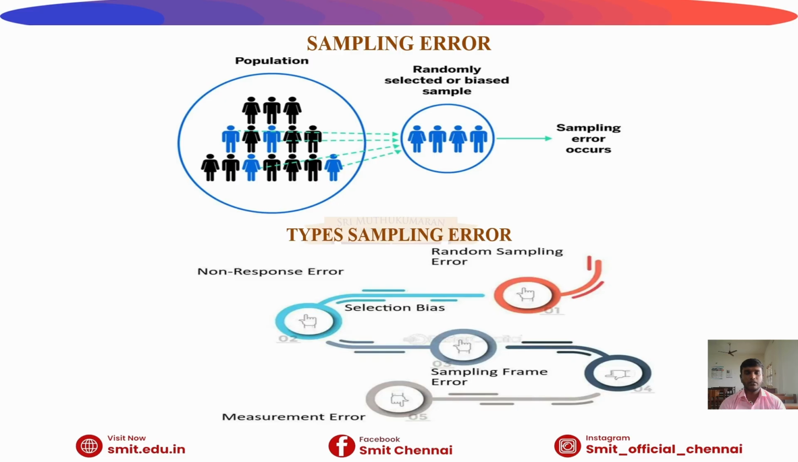Sampling error occurs because the sample is only a part of the population. It's not a complete census. It's not a mistake. It's an expected part of sampling. The goal is to minimize sampling error with proper sampling techniques and adequate sample size.